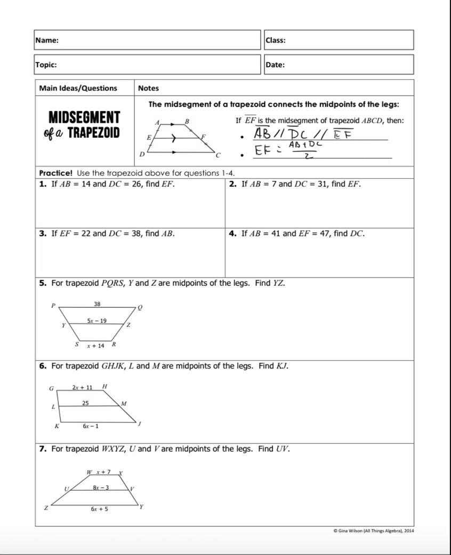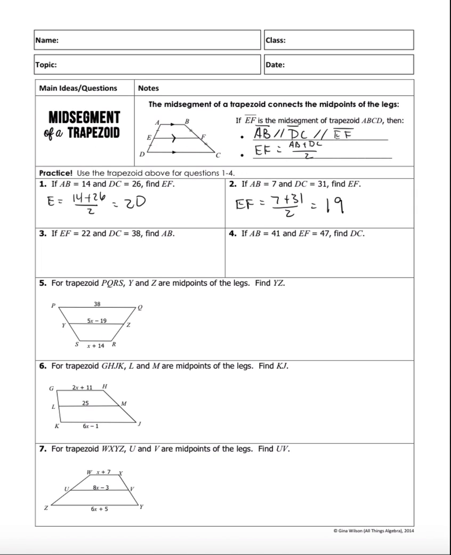Okay, so we can use this formula in number 1. It says we're trying to find EF. So EF is equal to 14 plus 26 over 2. That's 40 over 2, which is 20. Okay, number 2. EF is 7 plus 31 over 2. 38 over 2 is 19.